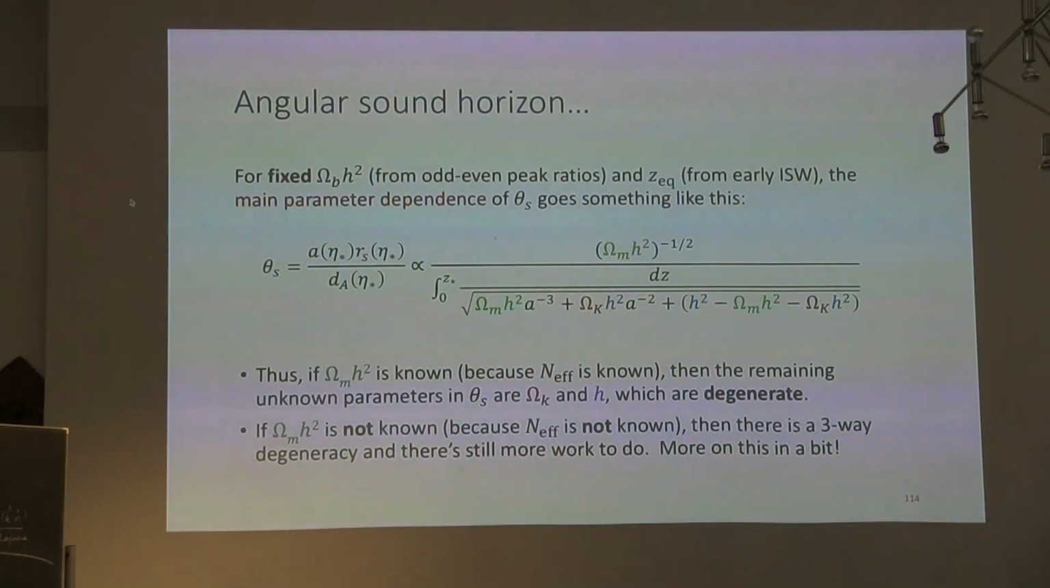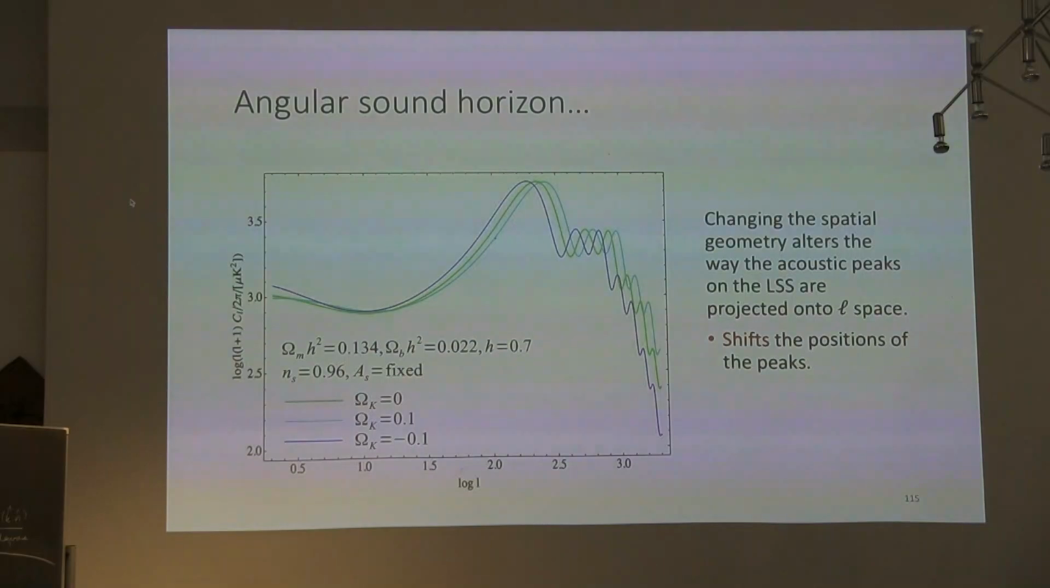Then, I said omega k and h are degenerate as far as the angular sound horizon is concerned. To see that, let's have a look at an actual prediction again. So green here is the case for a flat universe, and the dark blue is for a positively curved universe, because of the minus sign in the definition. The other line is the light blue line, which is for an omega k that is positive, so that's a negatively curved universe. You can see here the location of the acoustic peaks are completely shifted.